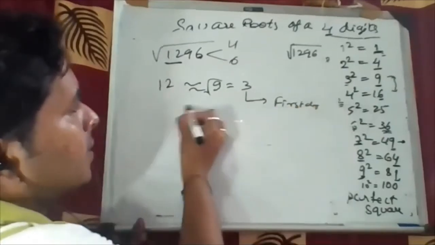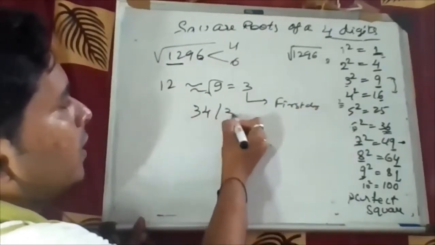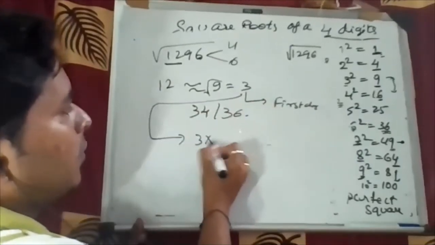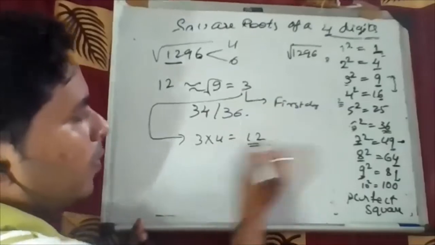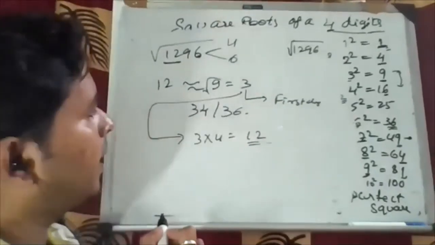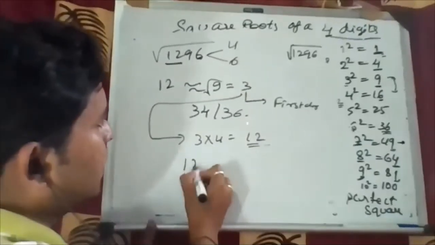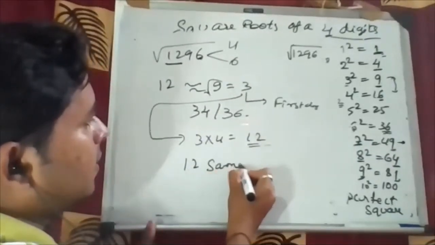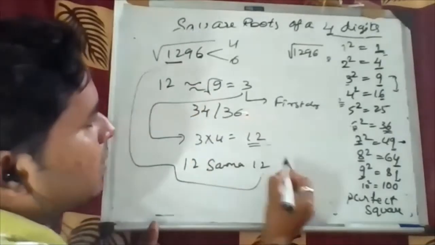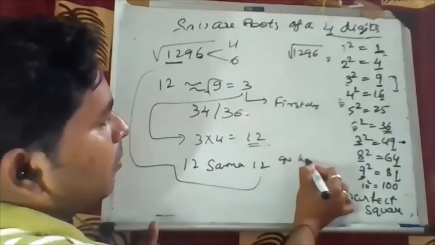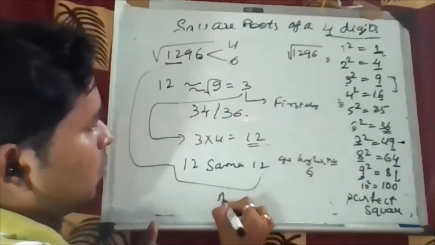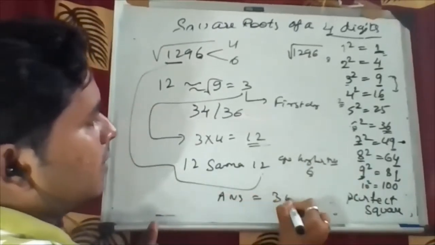So what will be the answer? Either 34 or 36. Take this 3 again and multiply with 4, you'll get 12. So what you have to do again? This 12 is the same as the given 12, both are the same. So go to the higher number, that is 6. So the answer is 36.